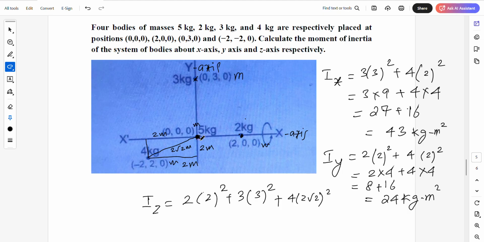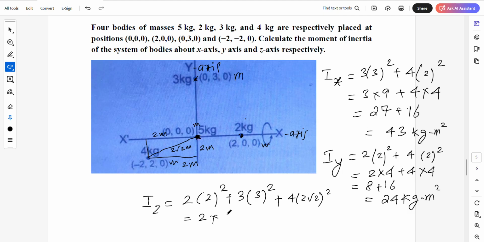Be careful while calculating the perpendicular distance from the z-axis. Okay, from the y-axis it is 2 meter. From the x-axis it is 2 meter, right? How much will this be? Use Pythagoras theorem. The square of the hypotenuse is equal to the sum of the squares on the other two sides. It will be 2 root 2.